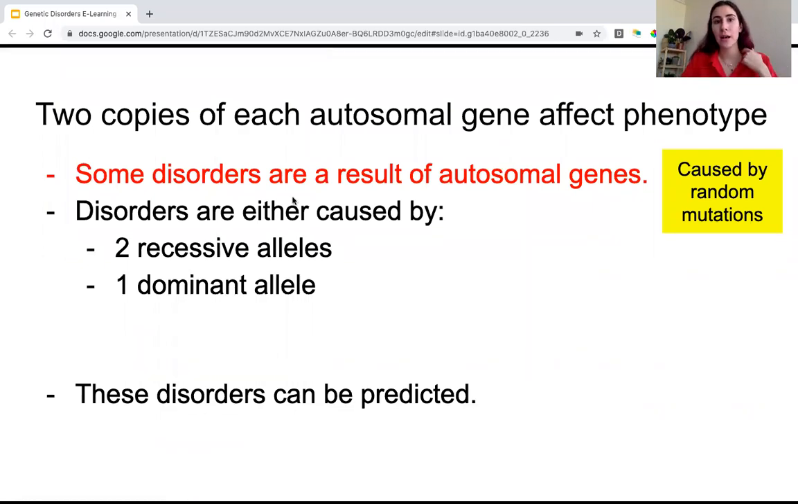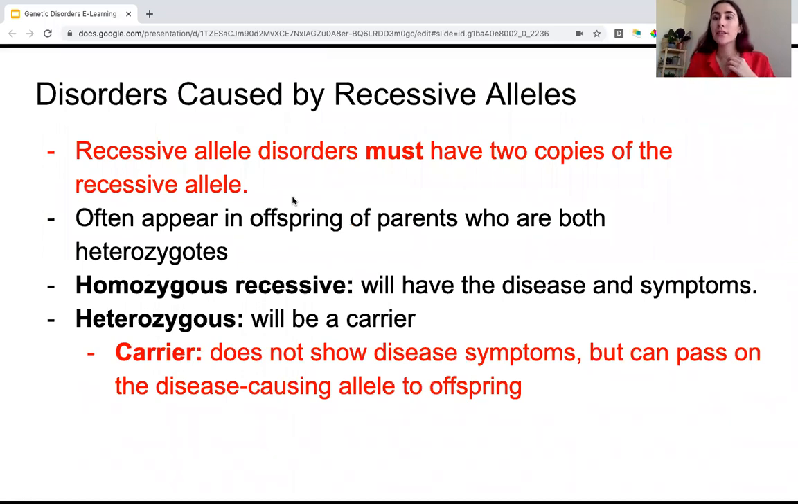Let's look at the first example. Let's look at diseases that are caused by recessive alleles. Now, since this disease is caused by a recessive allele, the person must inherit 2 copies of this allele in order to exhibit the symptoms of the disease, in order to have the disease, all right? So this type of disease will only show when both parents are heterozygous, and we're going to see an example of that later.